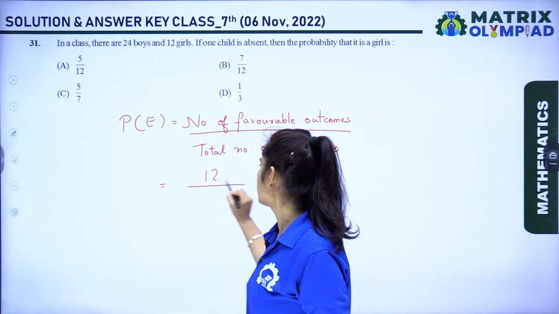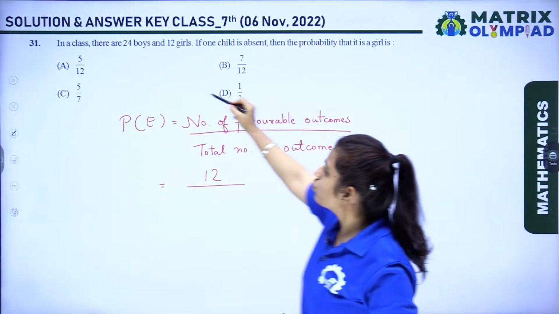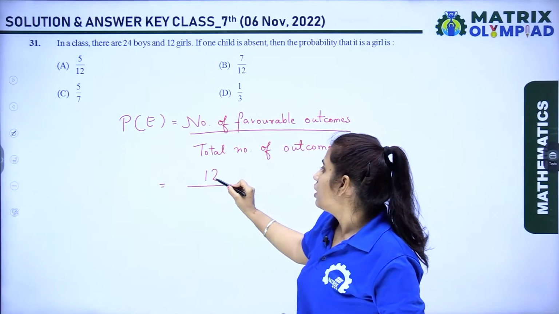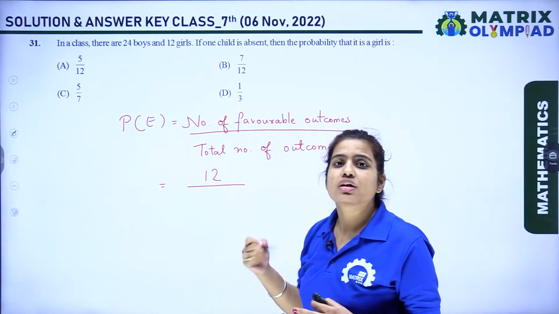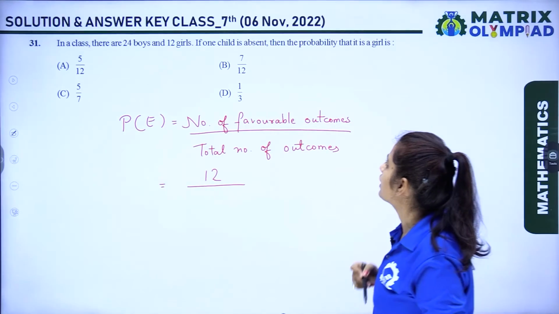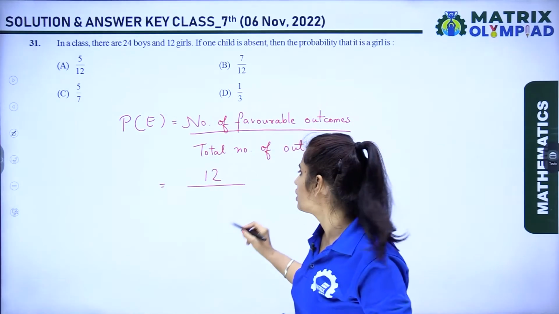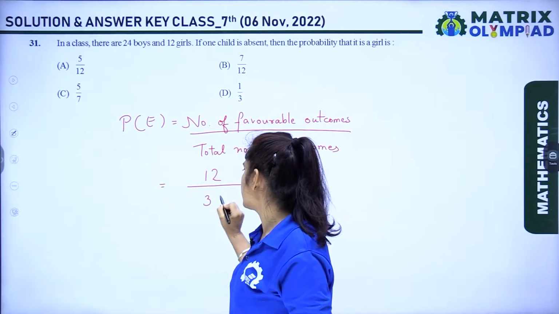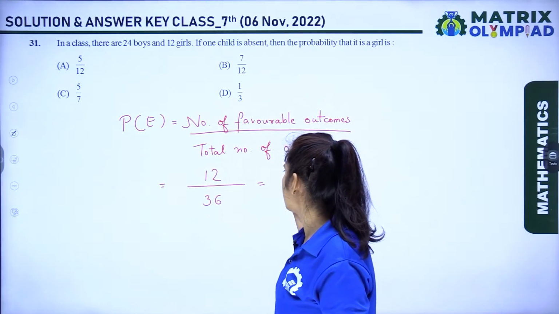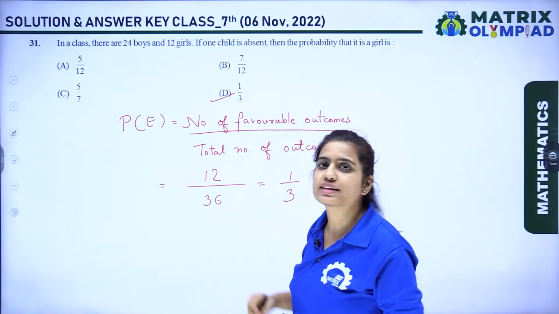As in the question, it is given that we have to find out the probability that it is a girl. And the total number of girls in the class is 12. So here, out of 12 girls, only one girl is going to be absent. And we have to find out the probability of that girl. Now, total strength of the class is 24 plus 12. 24 plus 12 is 36. Now, after doing the cancellation part, we get 1 upon 3. So here option D is the correct answer.